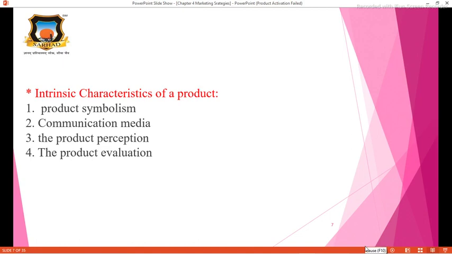The next is product perception. A product is perceived or viewed in a different way by different customers. Perception is a psychological process. Perception begins with a cue from the environment that is received by a consumer. This cue sends a message to the brain. The brain compares this message with the other stored messages in the brain and the perception occurs.